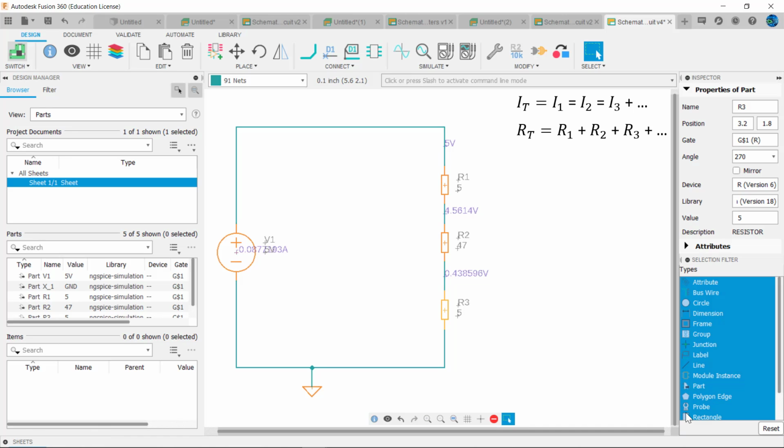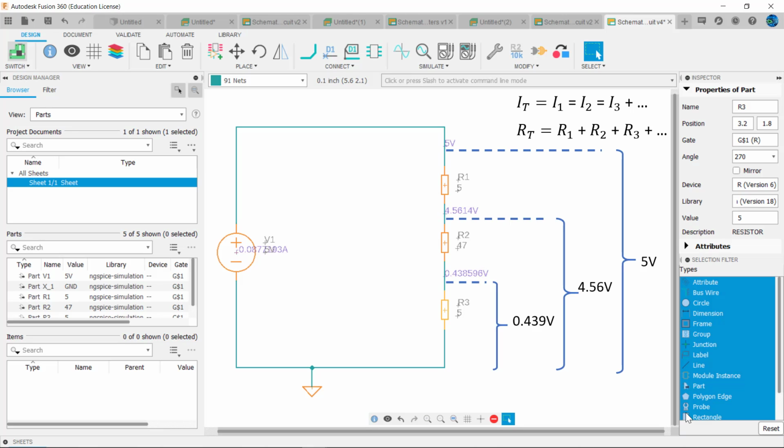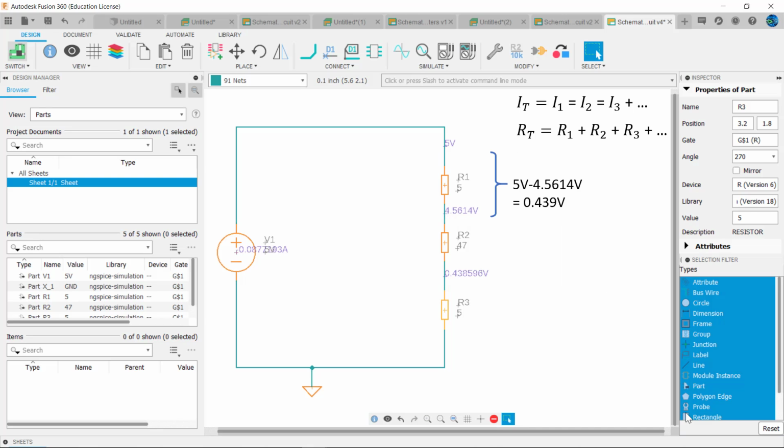In series circuits, voltage divides up amongst devices. In fact, series circuits are often called voltage dividers. The simulator in Fusion will calculate the voltage with respect to ground at all nodes. In series circuits, the sum of the voltage drops across devices equals the total voltage. Voltage drops are a transition from a higher voltage to a lower voltage. In this example, the voltage drop across R1 is from 5 volts to 4.5614 volts, or a transition of 0.439 volts. And the voltage drop across R2 is 4.5614 volts minus 0.438596 volts, or 4.123 volts.